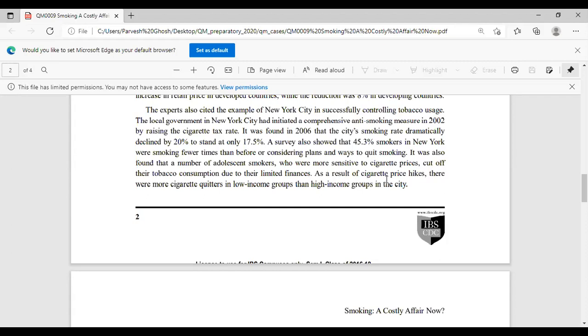So as a result of the cigarette price hike, there were more cigarette quitters, very good, in low income groups than high income groups in the city. Obviously, that is expected, right? High income groups will carry on with the cigarette. Low income में ज़्यादा quitters होंगे, quit करेंगे, right?